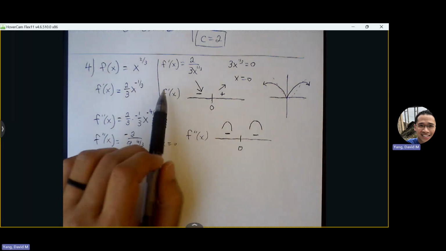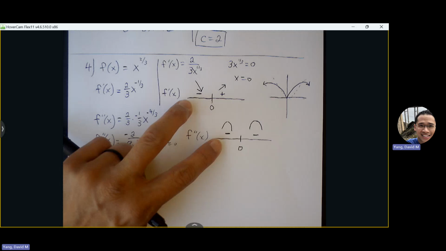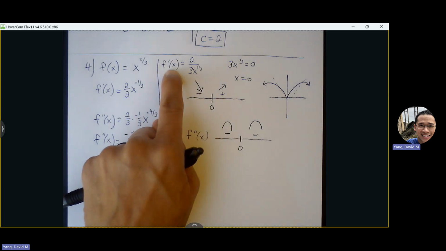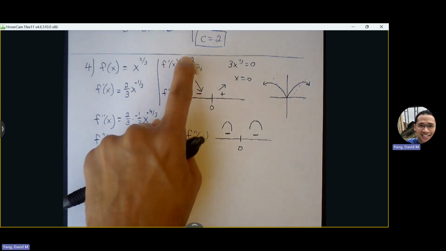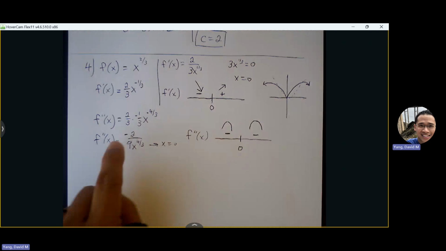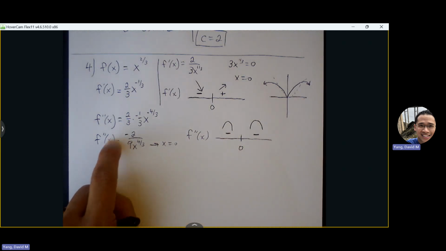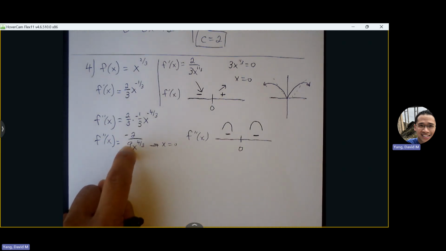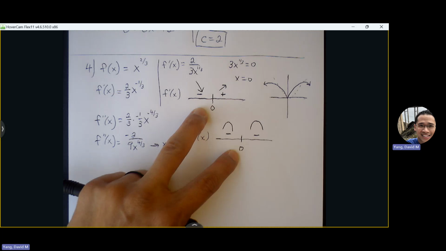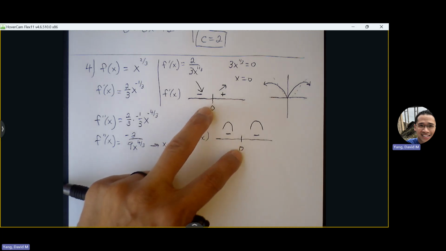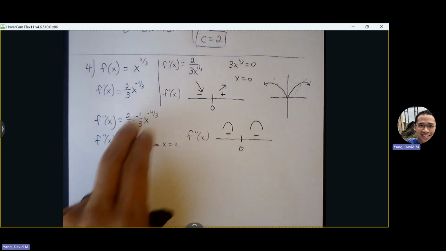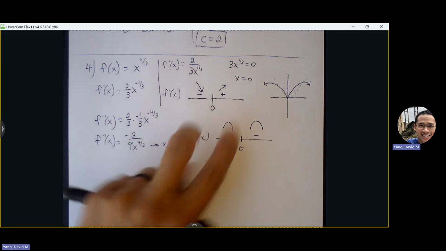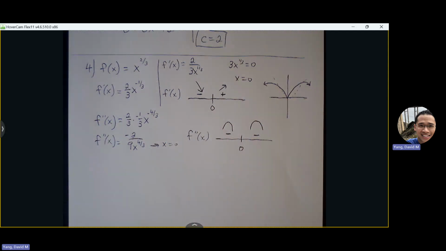F prime of 0 and F double prime of 0 are both undefined. That is true. If I plug 0 in for F prime, I'll get 2 over 0. That's undefined. If I plug 0 into F double prime, I'll get negative 2 over 0. That's also undefined. So they're critical points because they're coming from the denominator, but they're also causing the slope and concavity to be undefined because of that sharp turn. Okay, so 1 and 2 are both true.